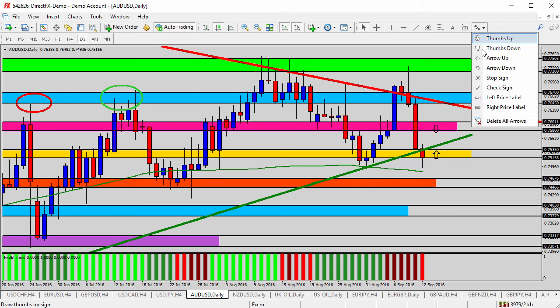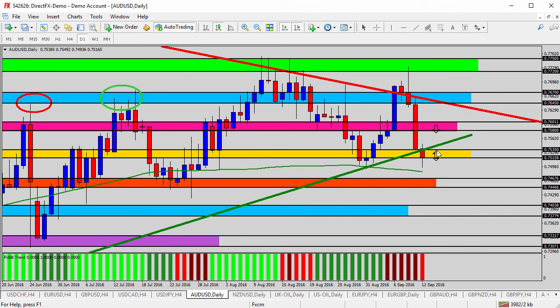If we can get a satisfactory break underneath 75.15, even 75.00, then we look for the continuation of the slide lower. But right now, not a great place to go short.